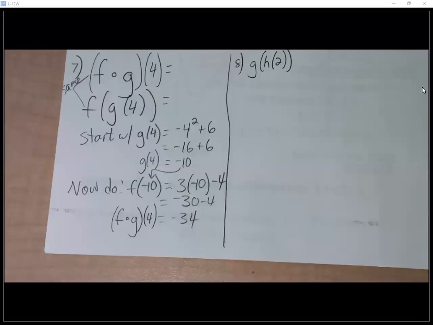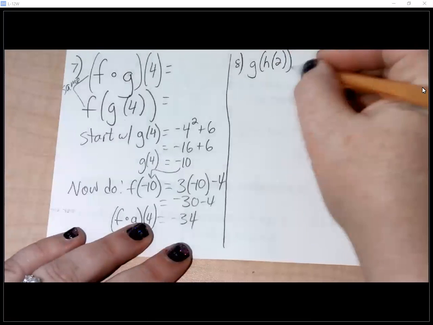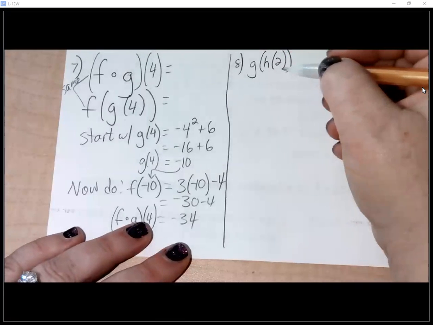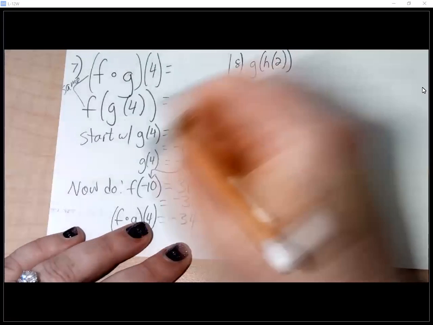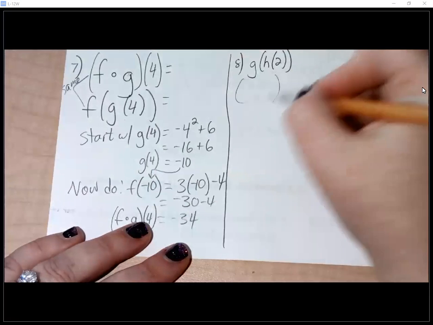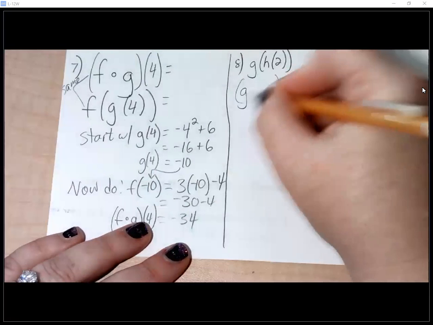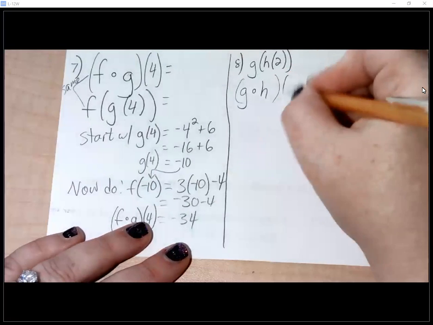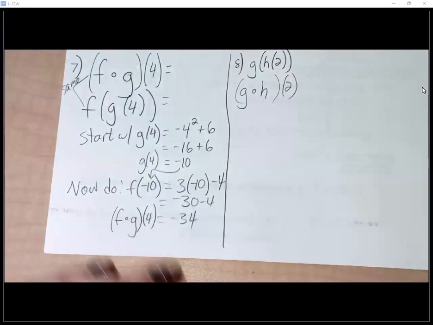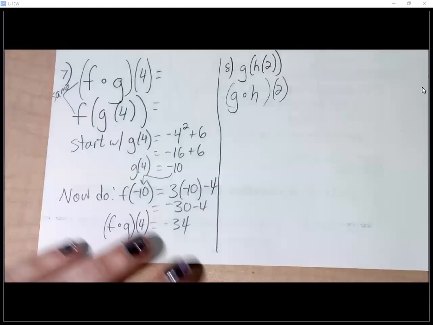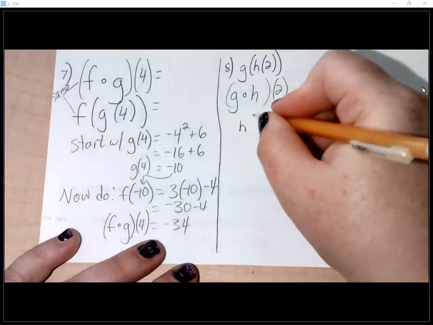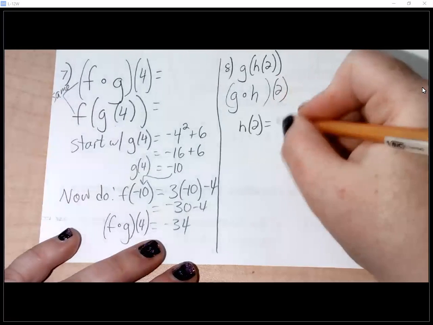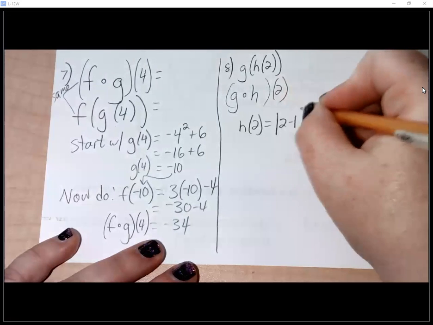Agreed. First, let me also show you, if you're going to write this in the other notation, what letter comes first if I want to write it the other way? Yeah, g and then a little o and then h of 2. Those two mean the exact same thing, so be familiar with the notation either way. No matter which way, you have to start with h of 2. So that would be the absolute value of 2 minus 1. So yes, that's just 1.